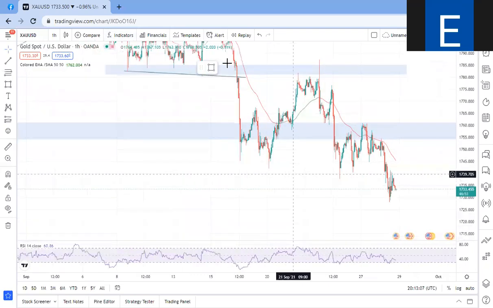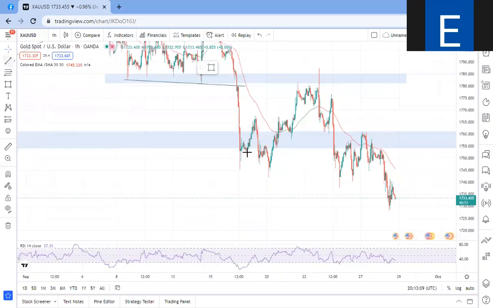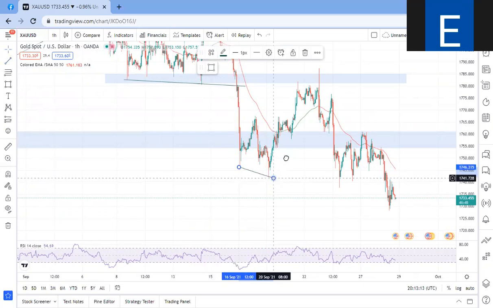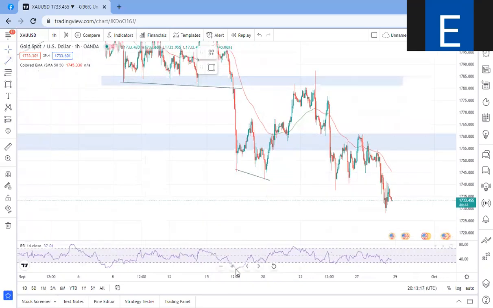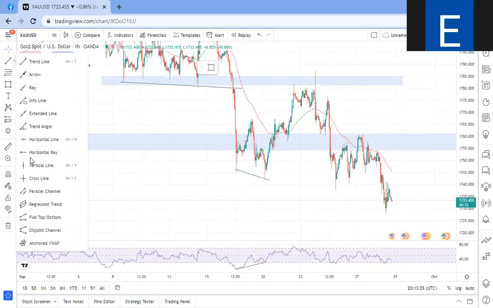So you can see how price was making a lower low. Price made a lower low, but on the indicator, it actually made a higher low. You can see it right there. Let me bring this vertical line, as you can see this cross line that is here.